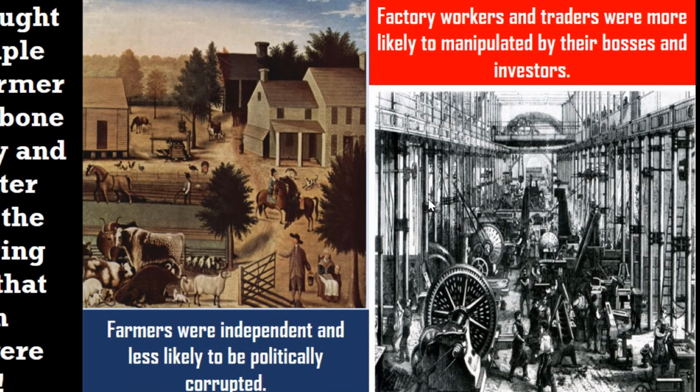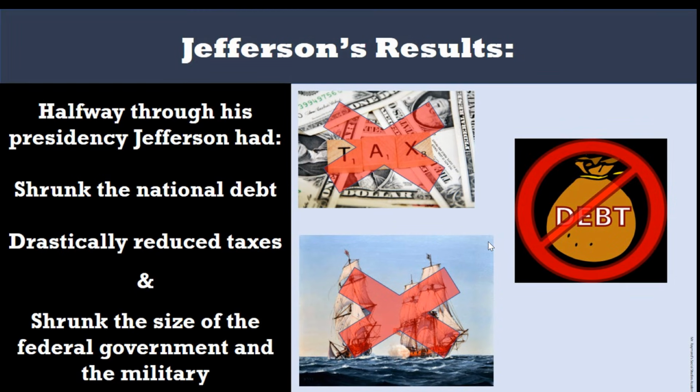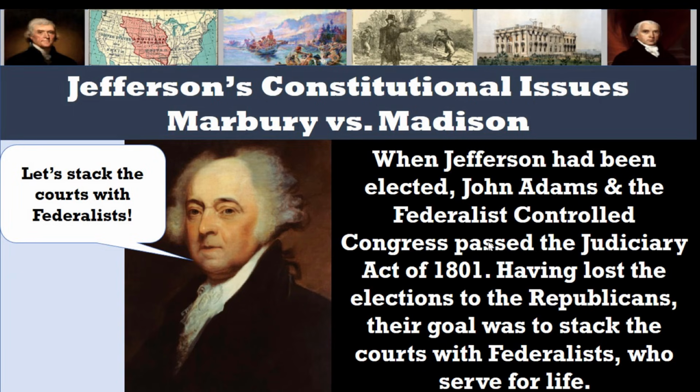In Jefferson's view, farmers were independent and less likely to be politically corrupted, as were factory workers and traders and merchants, who were more likely to be manipulated by their bosses and investors. And Jefferson mostly accomplished his goals. Halfway through his presidency, Jefferson had shrunk the national debt, drastically reduced taxes, and shrunk the size of the federal government and the military.